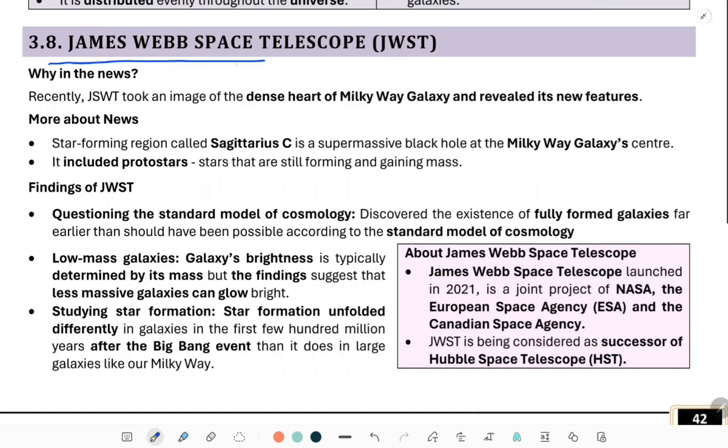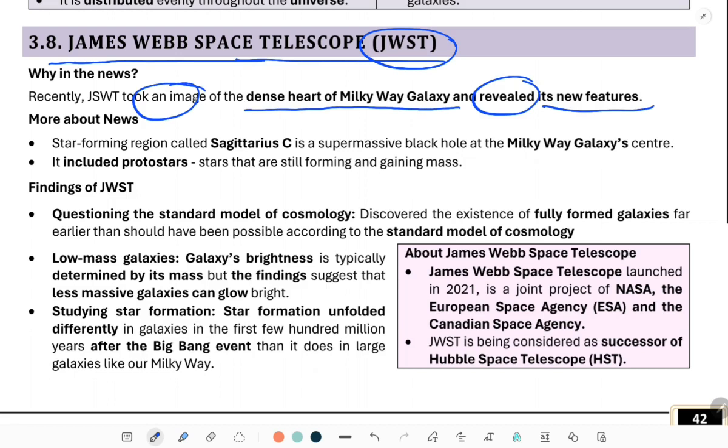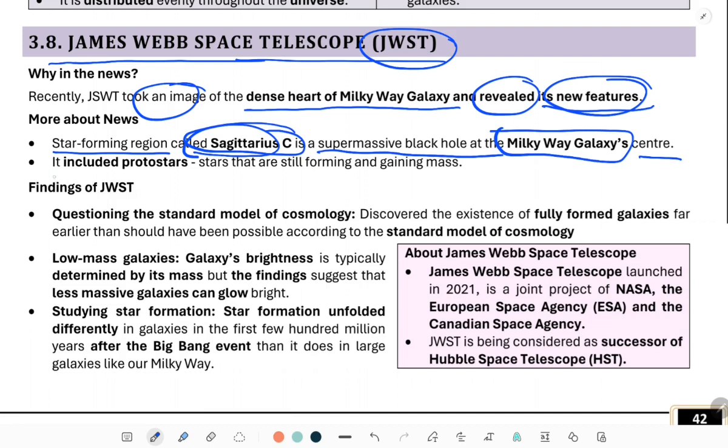Next, the James Webb Space Telescope, JWST. Recently, it took an image of the dense heart of the Milky Way galaxy and revealed new features. The star forming region called Sagittarius C, near the supermassive black hole at the Milky Way galaxy center, included protostars that are still forming and gaining mass.